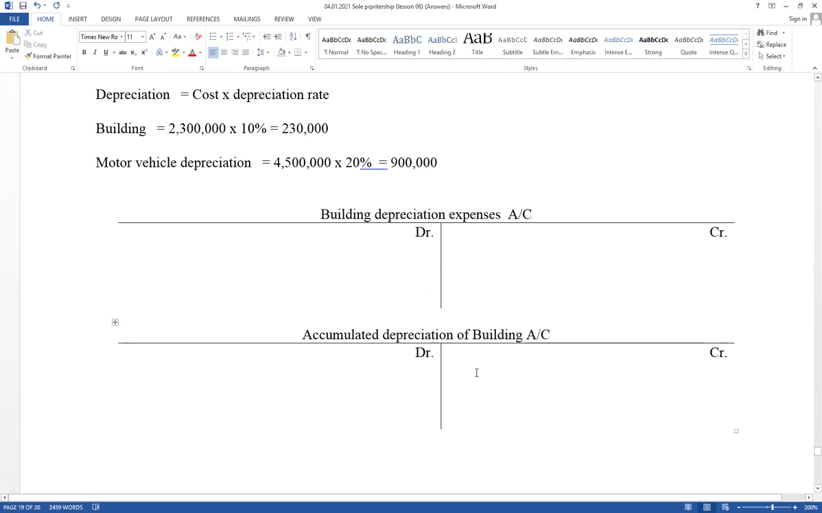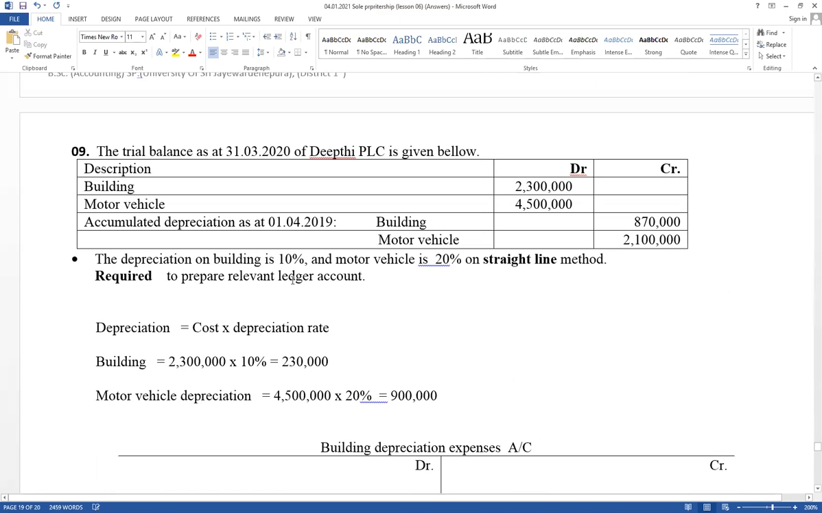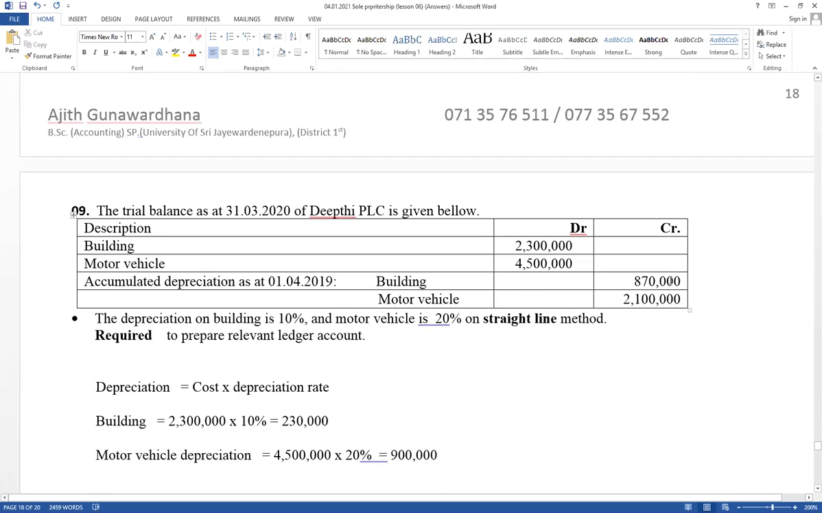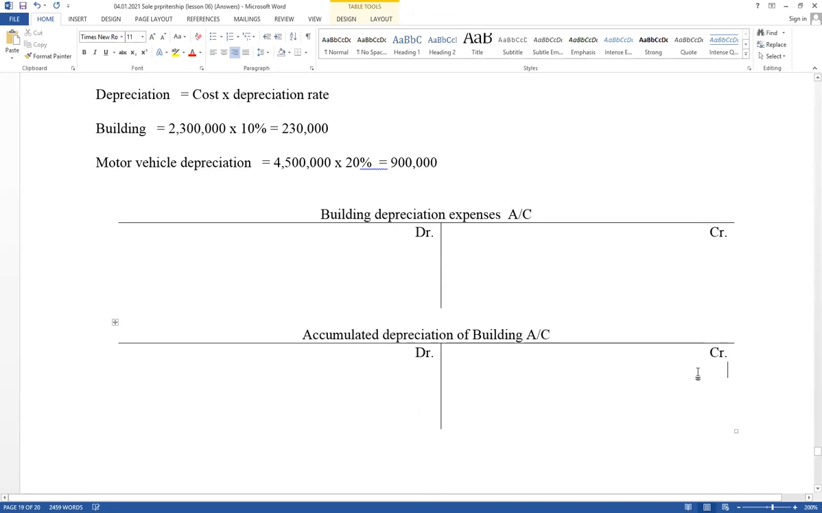First, take the opening balance. In the trial balance, it has given building accumulated depreciation 870. Accumulated depreciation is an asset account, but we can see a credit balance. The reason is that the effect is an asset decrease. Then the annual depreciation equals 230. Depreciation expense account is debited, with the name of the other ledger account as accumulated depreciation, and accumulated depreciation account is credited as building depreciation.